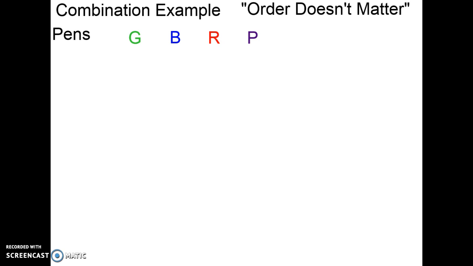And in this video, we're going to be talking about combinations. And the main thing you have to remember about combinations is that order doesn't matter. So we're going to just jump right into this example.